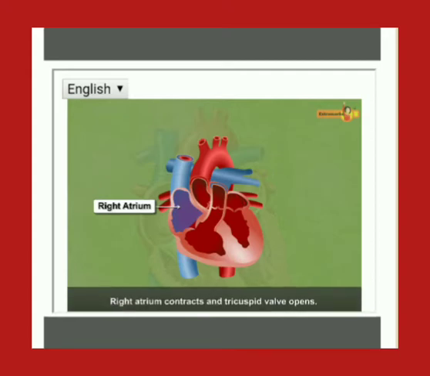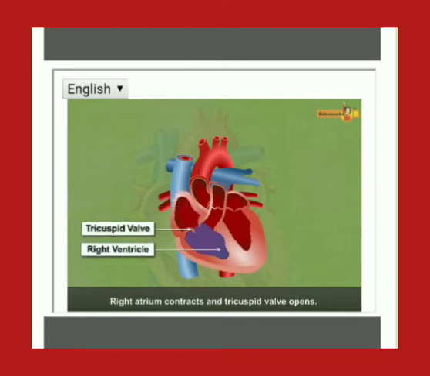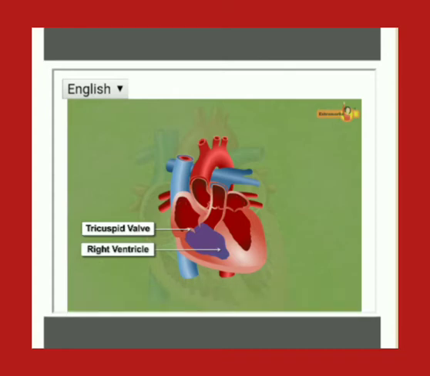As the right atrium is filled with blood, it contracts. The tricuspid valve opens and blood is pumped into the right ventricle of the heart. When the right ventricle is filled, the tricuspid valve closes to prevent blood from flowing back into the atrium.